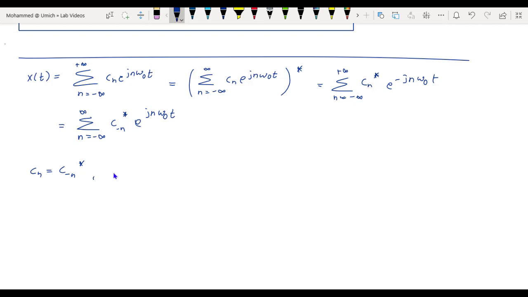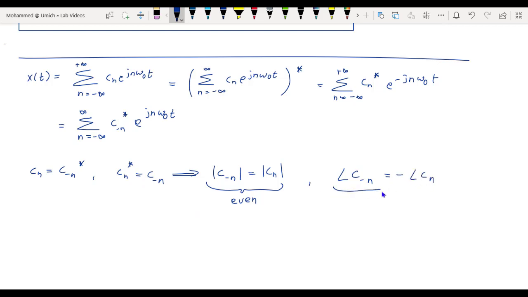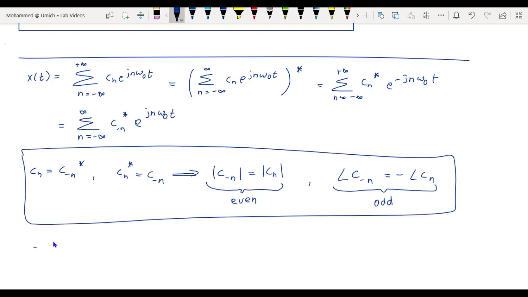Well, also, if we take the conjugate of both sides, we have Cn conjugate equals C minus n. And this tells us that the magnitude of C minus n equals the magnitude of Cn conjugate, which is the magnitude of Cn. So the magnitude of Cn is an even function of n for a real signal x of t. And the angle of C minus n equals the angle of Cn conjugate, which is minus the angle of Cn. So the angle of Cn is an odd function of n for a real signal x of t. And this here is known as conjugate symmetry.